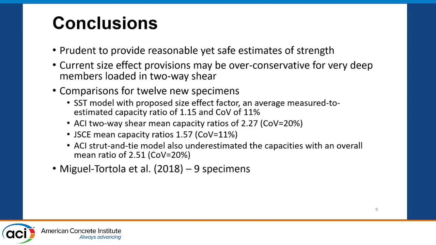Looking at the Miguel Portola specimens, of which there were 9, they had rebar and size variations, but also fared quite well. So average there of measured over estimated was 1.22 with a COV of just 7%.